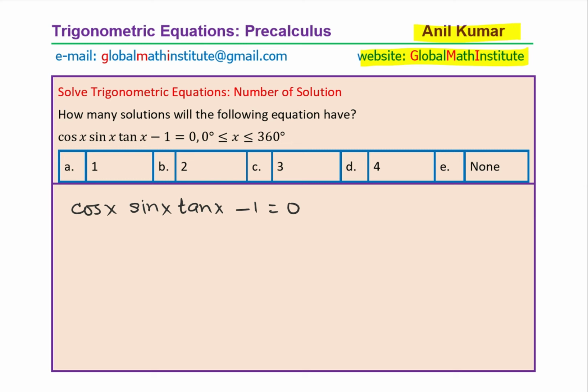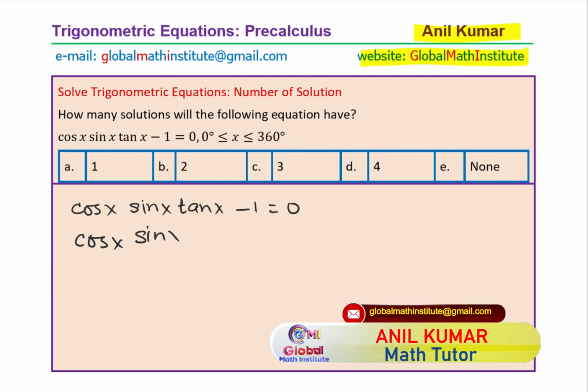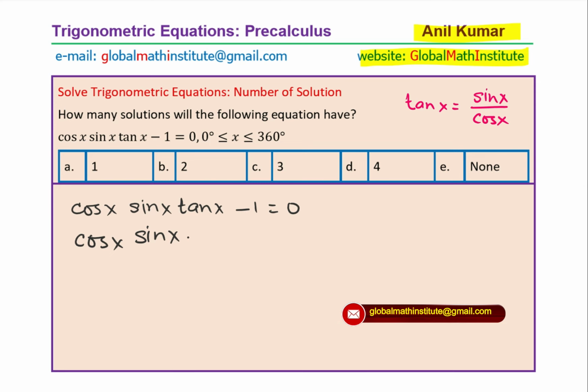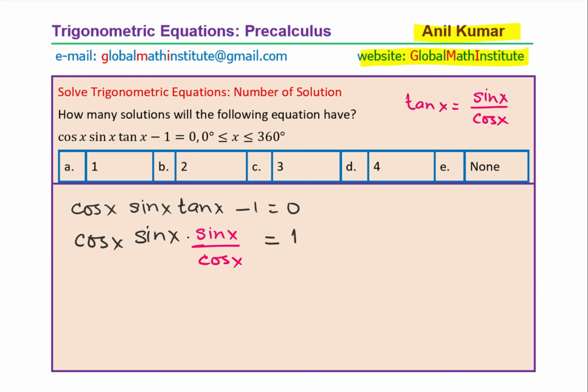Taking 1 to the right hand side, we can write this as cos x times sin x times tan x equals 1. Tan x can also be written as sine over cosine. As you know, tan x is the quotient identity, which is the ratio of sin x and cos x. Therefore, we'll replace tan x with sin x over cos x, and the equation is this product equals 1. Now we can cancel cos x. So we are left with what?